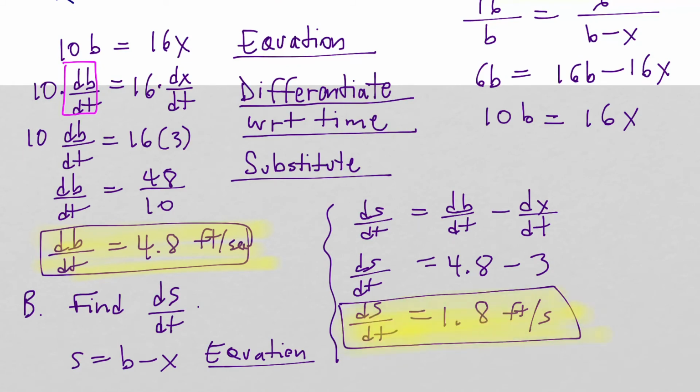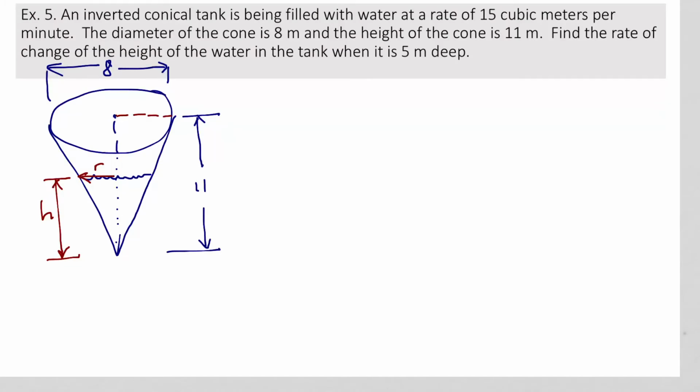Okay, so we've solved that one. So in example 5, I've drawn a diagram already. It says an inverted, that just means upside down cone, conical tank is being filled with water. So here's my water line. This is my water here. This part down here is my water.